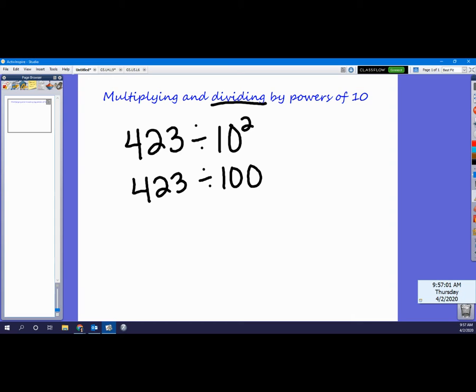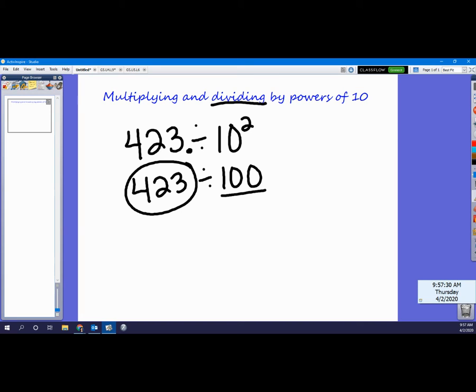Now this is asking us how many 100s fit into our 423. When we're dividing by something bigger than 1, it's the opposite of multiplication. Our number is going to get smaller. So remember that in every number there is a decimal. It's always behind the ones place. And sometimes we have to make that decimal appear.